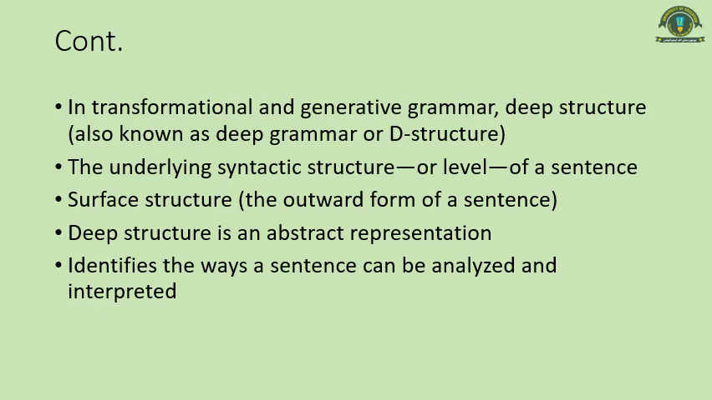For example, the bear was chased by the lion. In this example, as the deep structure is an abstract representation, the abstract representation of that sentence was the lion chased the bear. So that's why we are saying that deep structure is an abstract representation of that particular sentence, and it identifies the ways in which a sentence can be analyzed and interpreted because it is full of deeper meaning.